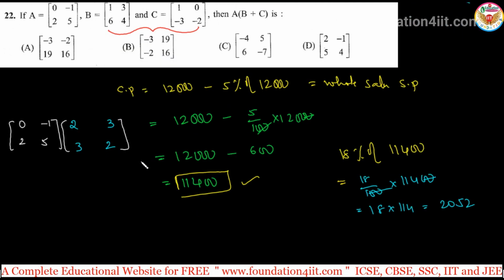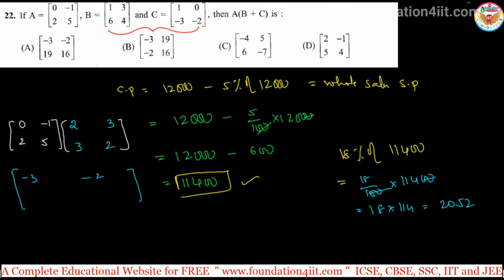Next we need to multiply this. First row, first column. Matrix multiplication. First row, first column. 0 into 2 is 0. Minus 1 into 3 is minus 3. First row, second column. 0 into 3 is 0. Minus 1 into 2 is minus 2.